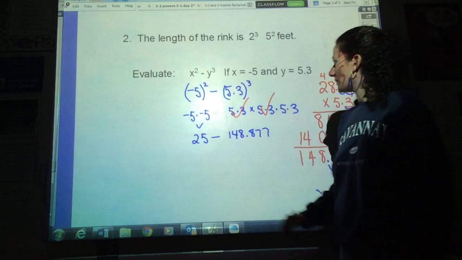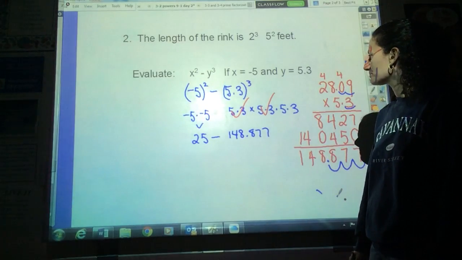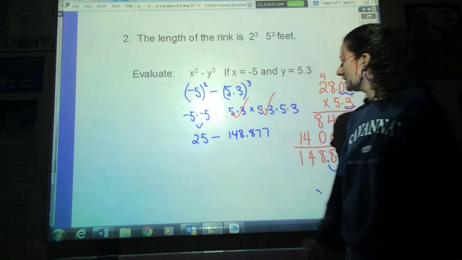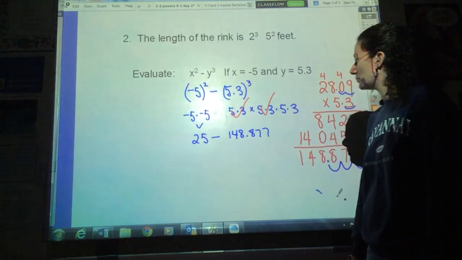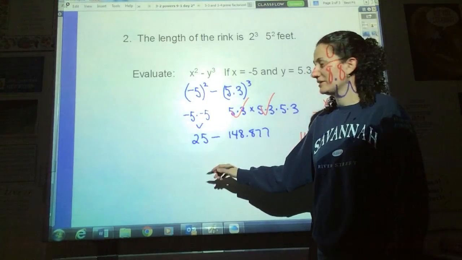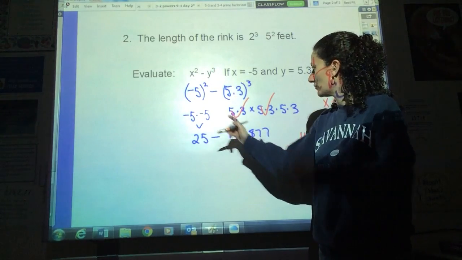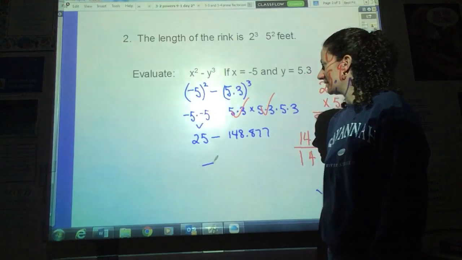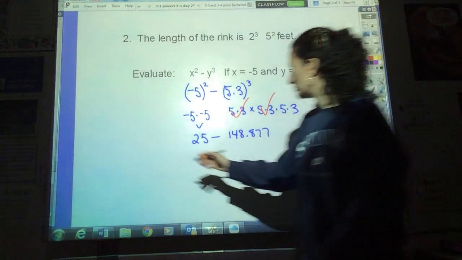So now I've got to subtract these two. I've got a weird situation. I've got a smaller number subtracting a bigger number. Well, I know when I subtract, I'm going to get a negative, because if I'm subtracting a bigger number from a smaller number, I'm going to get a negative. So now I'm going to find the difference between these two.